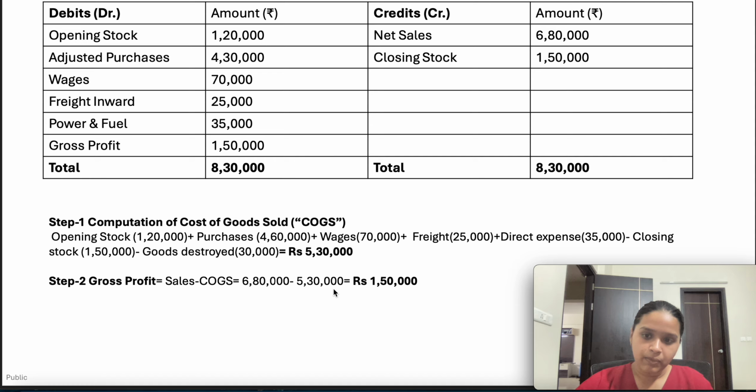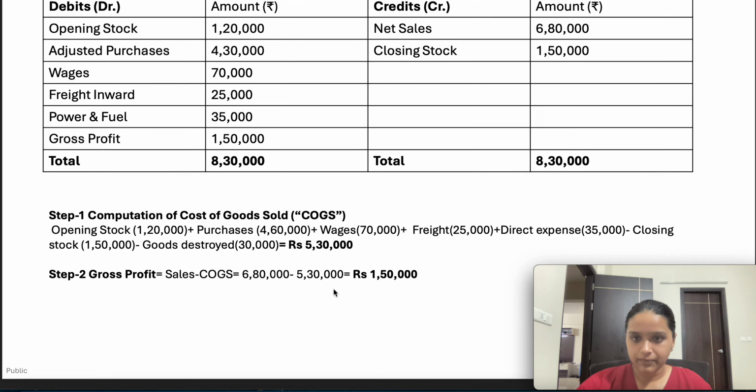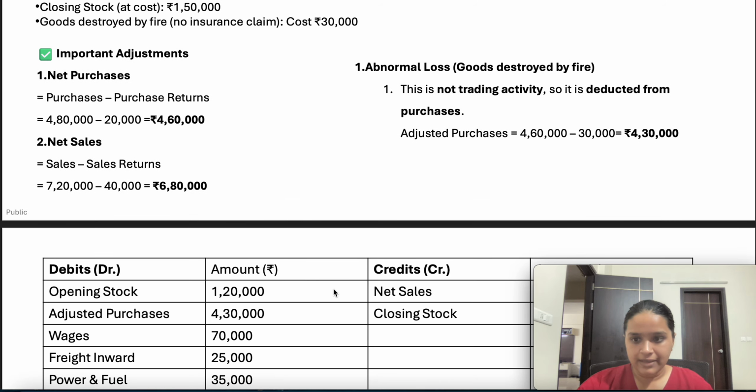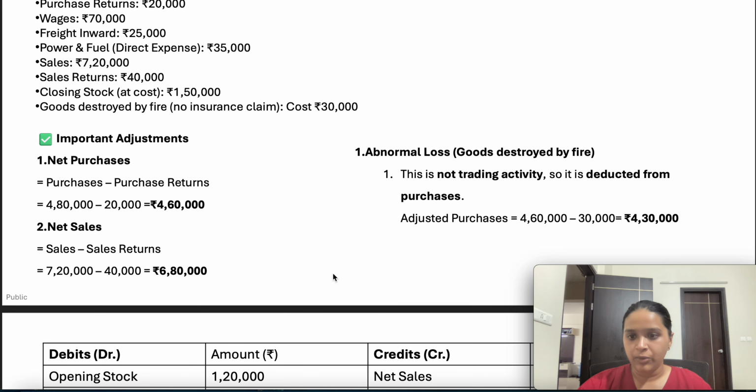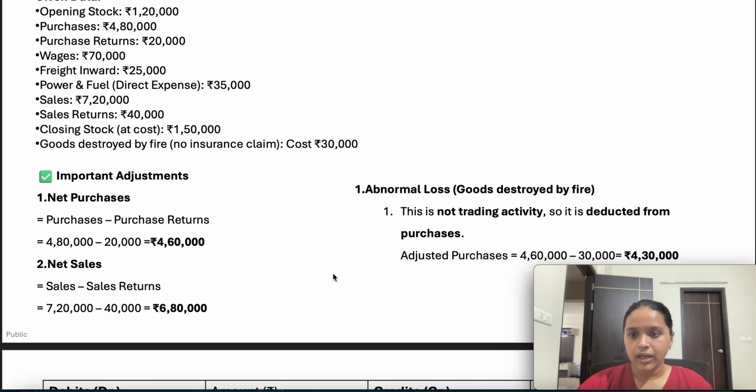So our main purpose of preparing the trading account is just to know how much a businessman has earned from their actual business, from their actual selling of goods and services, without deducting the indirect expenses. Okay, I hope everyone is able to understand the concept. Try more and more examples, then you will be able to understand the concept better.